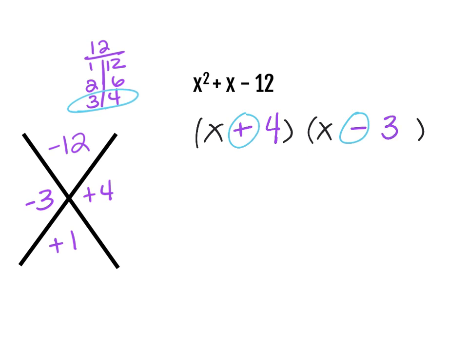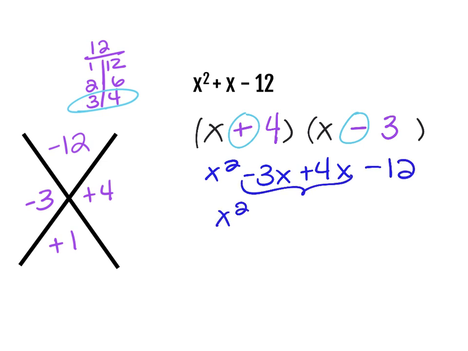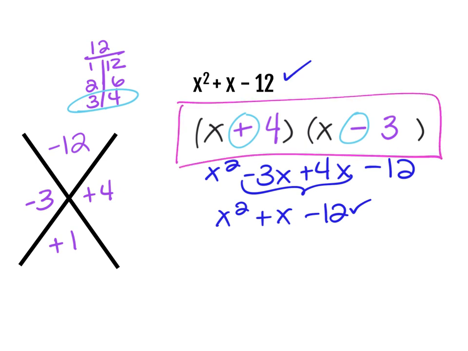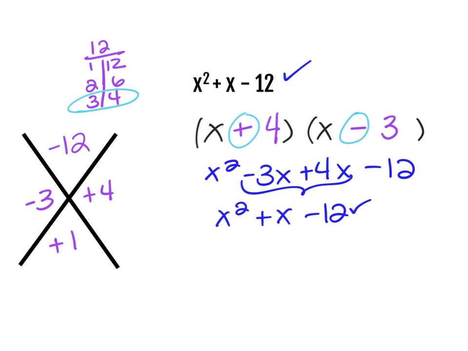Now let me check. So x squared minus 3x plus 4x minus 12. Combining my middle terms, x squared plus x minus 12 gives us what we need. So let me go back. This works. So it's a plus 4 and a minus 3. This is the exact same thing we just did.